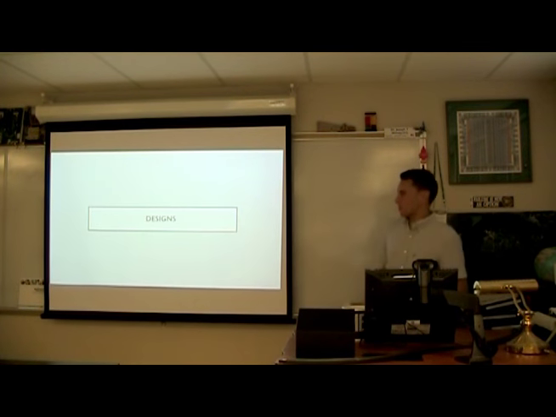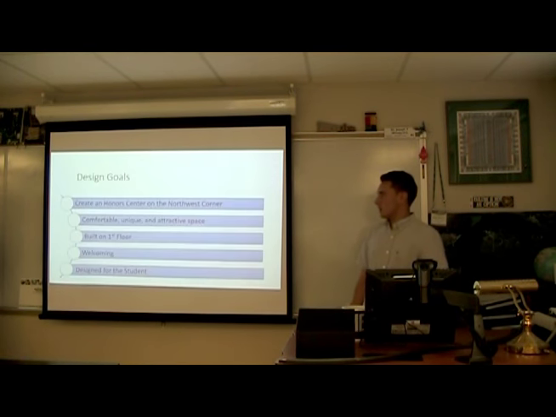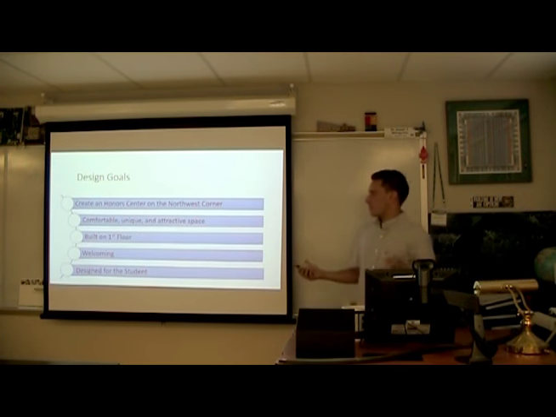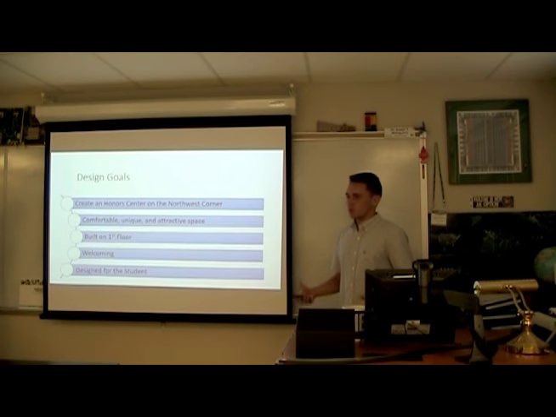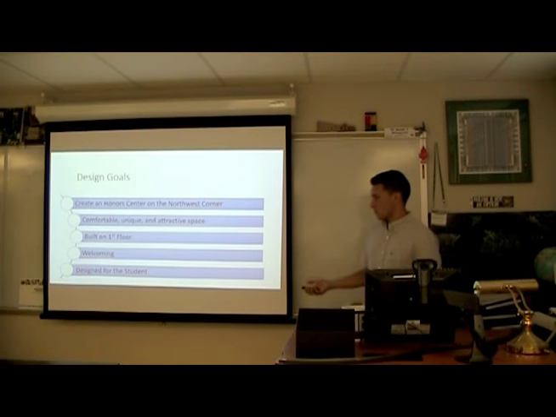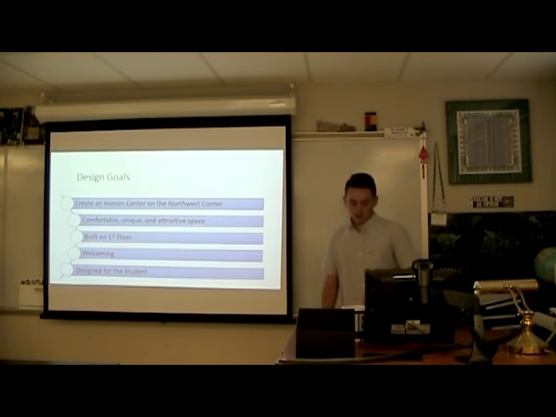So now we're going to go into our designs and what we think we can improve. Some of the design goals we had when looking at Meyer: we wanted to create an honor center on the northwest corner of the building on the first floor. We want to make it a comfortable, unique, and attractive space where students feel comfortable to do work and where they would want to go, not just pass through. We want it to be welcoming, and we want to have the students' interests and what they need at the forefront of our design.